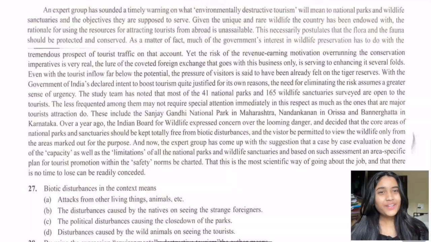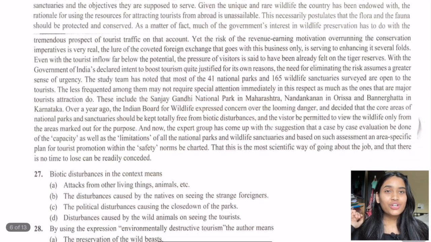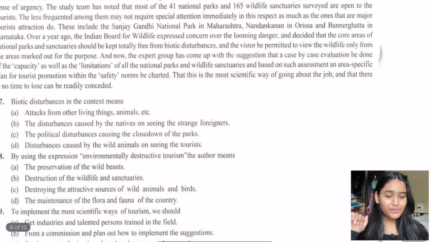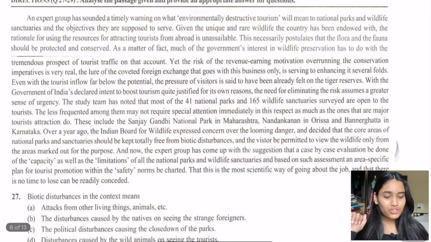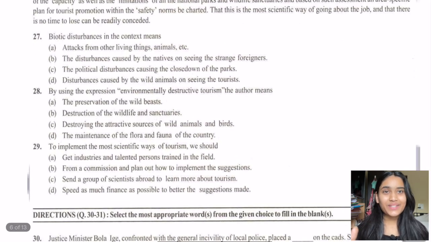Let's get started. Okay, let's start solving now. This is question number 27 to 29 from the CAT 2010 question paper. This is the passage. So, we have question number 27, 28 and 29.